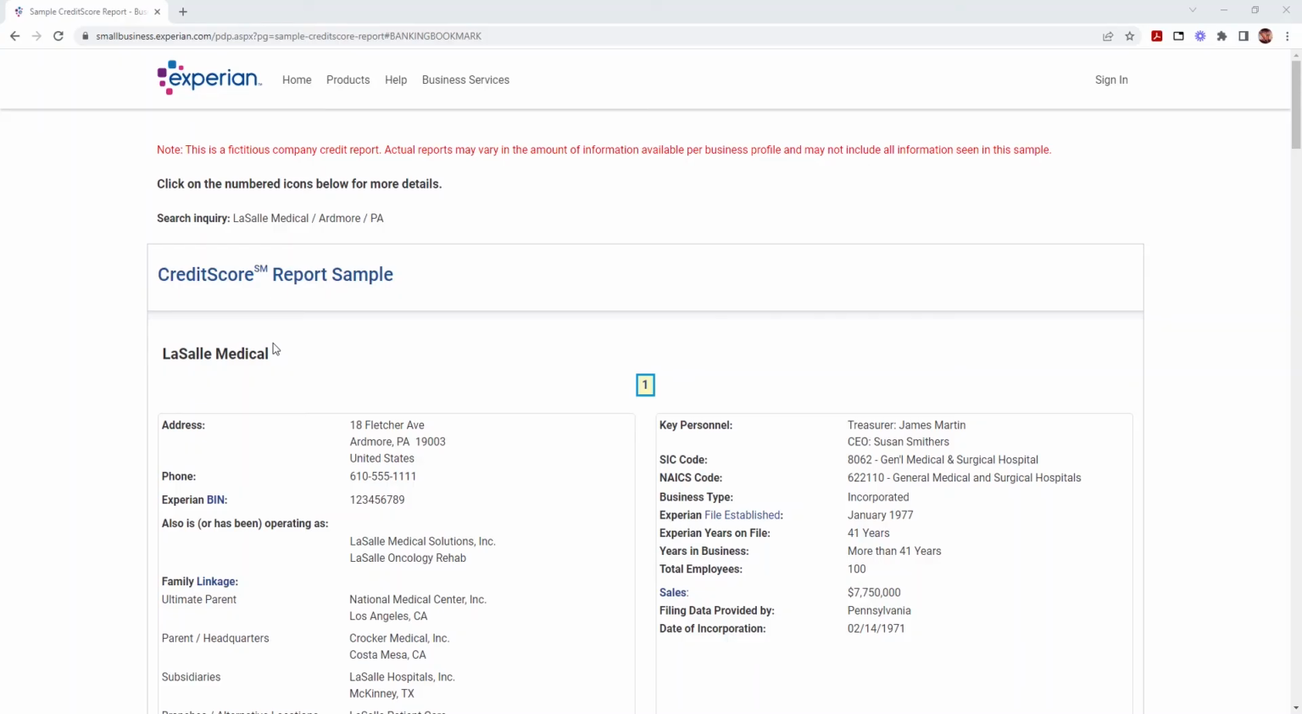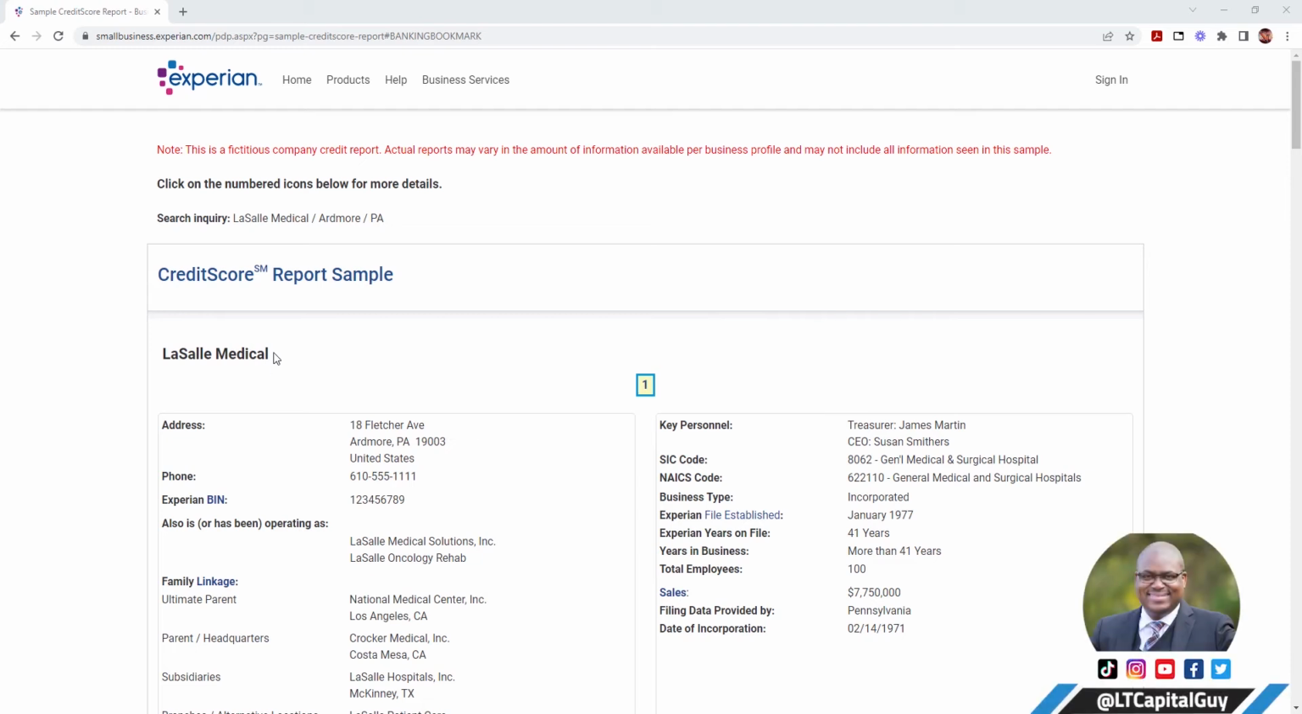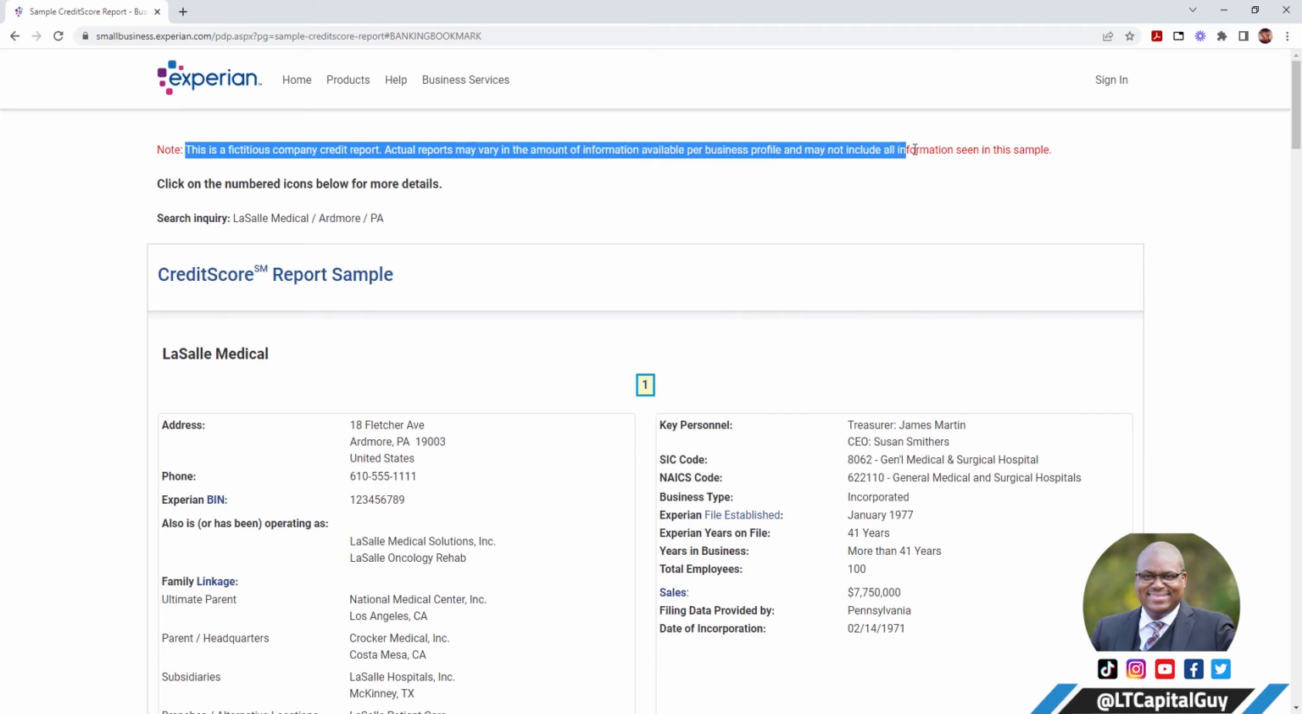All right, welcome back. So now what we want to do is just go over a sample report. This is from Experian, and this is just a sample report. It says here this is a fictitious company credit report, and actual reports may vary in the amount of information available per business profile and may not include information seen in the sample. So again, this is just a sample credit report.